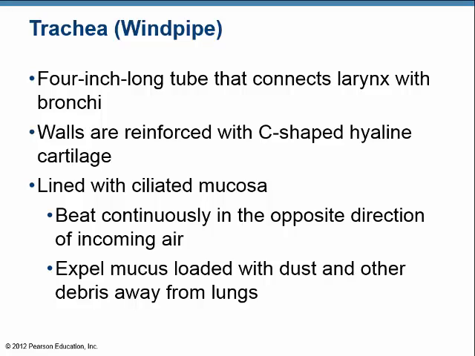The trachea is only about 4 inches long. It connects the larynx with the primary bronchi. Its walls are reinforced with hyaline cartilage, which is C-shaped, open in the back. The cartilage prevents the trachea from collapsing shut. The lining of the trachea is a ciliated epithelium, which beats to remove mucus up and out of the respiratory tract.